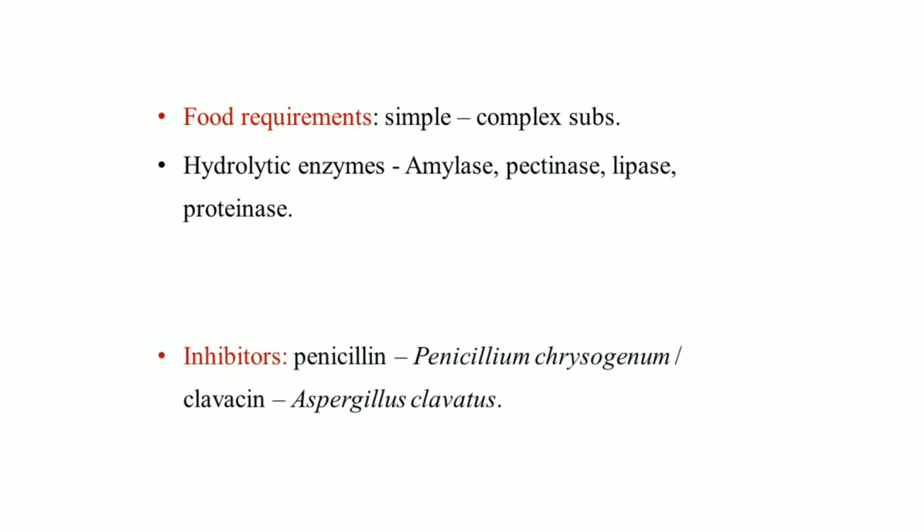Inhibitors. Compounds inhibitory to other organisms are produced by some molds, such as penicillin produced by Penicillium chrysogenum and clavacin produced by Aspergillus clavatus. Some compounds are mycostatic, inhibiting the growth of mold, like sorbic acid, propionic acid, acetic acid. Some molds are fungicidal, killing other molds.